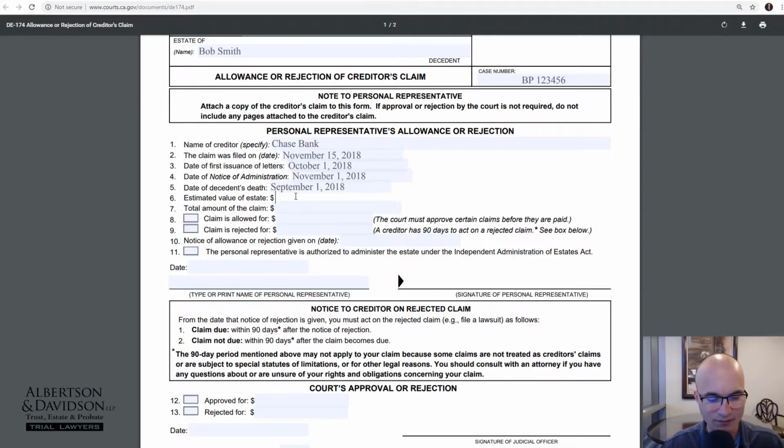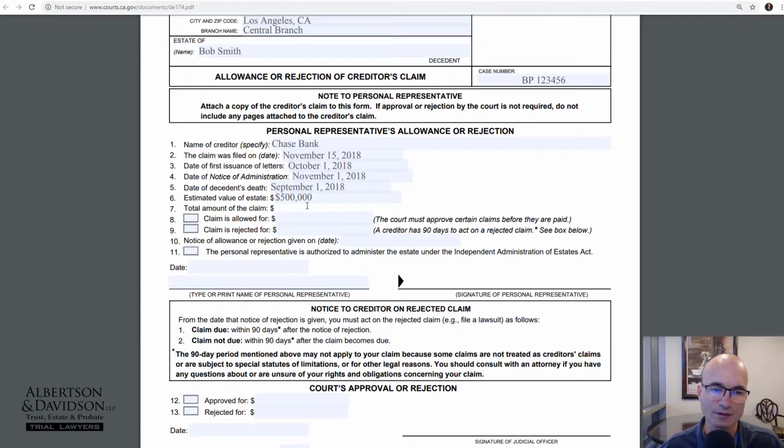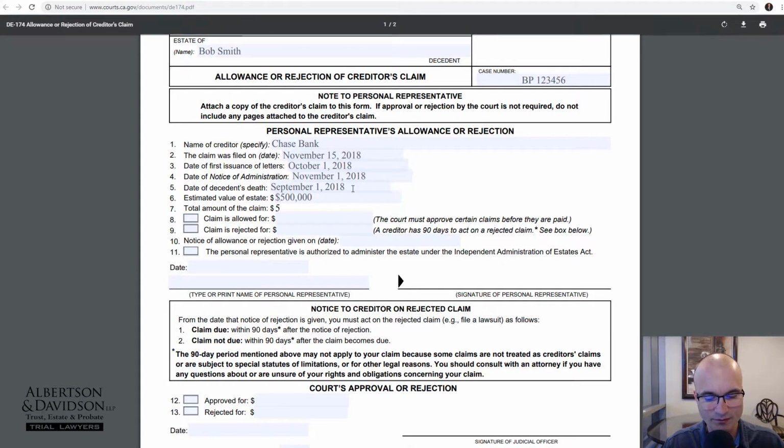And then the estimated value of the estate. This is where the court wants to know, are you accepting a claim that can be covered by this estate, or is the claim just too big? Total amount of our claim that we're dealing with is $5,000.